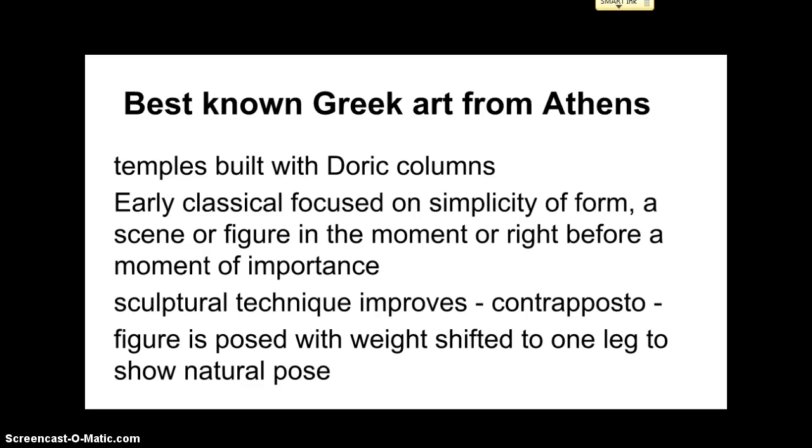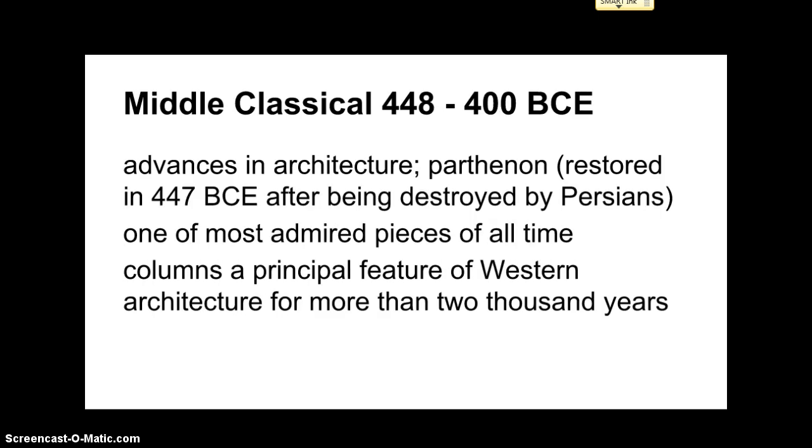Now, the best known Greek art is from Athens, where we have temples built with Doric columns. It's an early classical style focused on simplicity of form, or it would have a scene or figure right in the moment of, or right before, a moment of importance. Sculptural technique improves with contrapposto. This is a figure posed with weight shifted to one leg to show a natural pose.